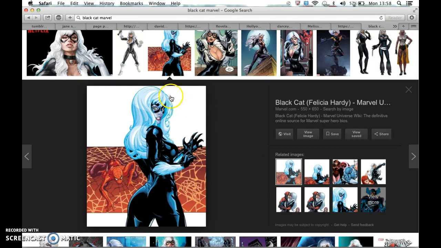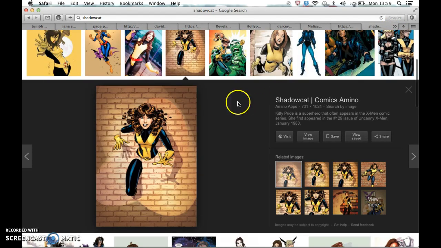Just like you have Black Cat out of Spider-Man, out of Marvel, she's another person who represents the Rev 12 woman. Just like you have Shadowcat out of X-Men and out of Marvel, she also represents the Rev 12 woman.